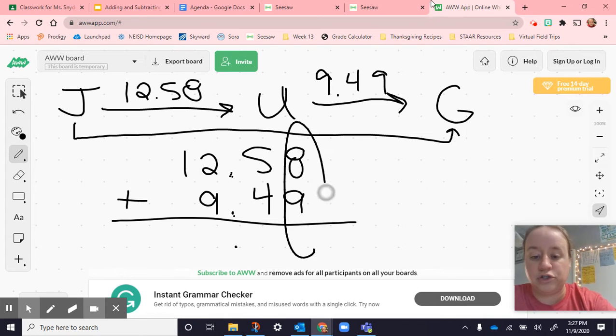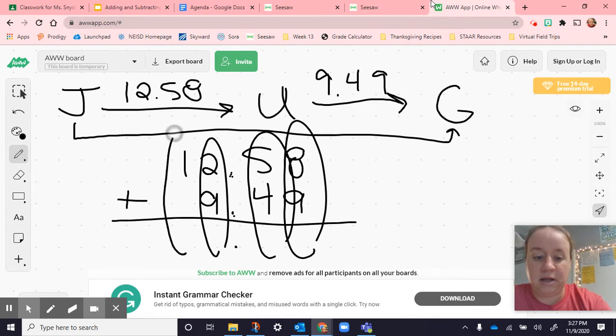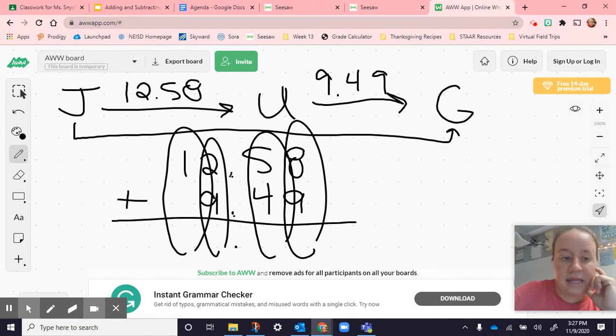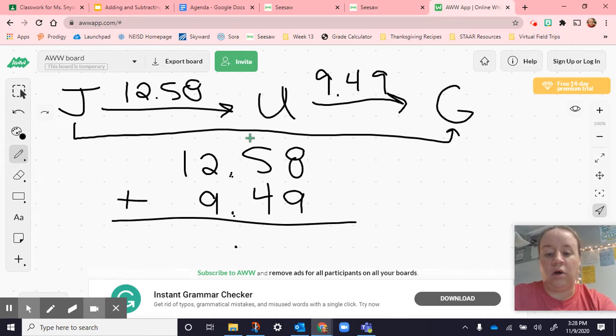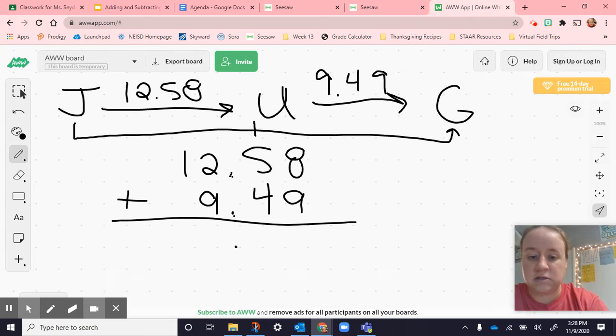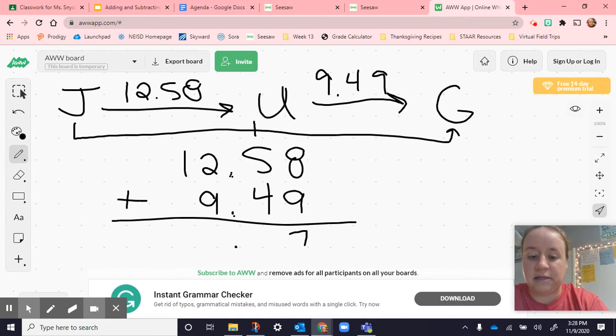I'm going to add my hundredths together. I'm going to add my tenths together. I'm going to add my ones together. And then I'm going to add my tens together. And here, if you need to regroup, all you do, 9 plus 8 is 17, but we know we have to regroup. You just go to the very next column, so 17.